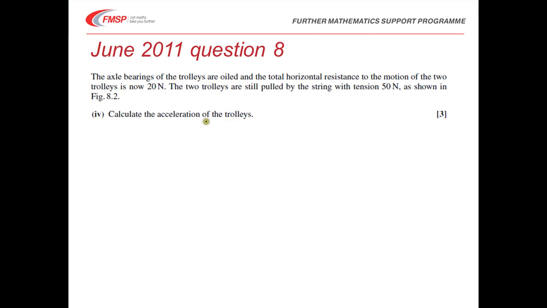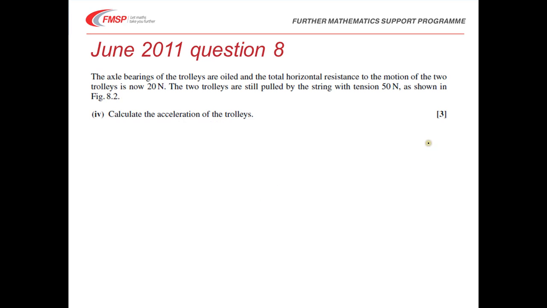Moving on to part 4, we're told now that the axle bearings on the trolleys are oiled, and so the total resistive force to the motion is 20 newtons. The two trolleys are still pulled by the same string as shown in the previous diagram. We then have to work out the acceleration with which the trolleys would be moving.